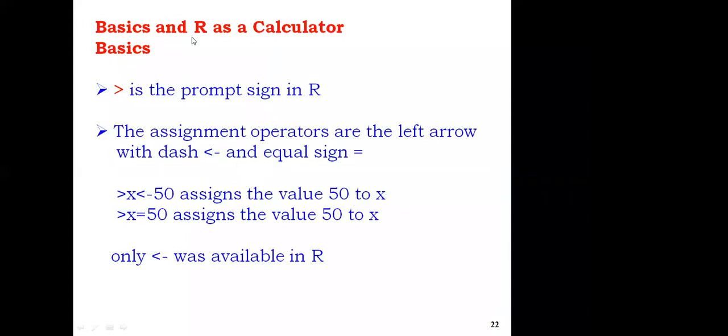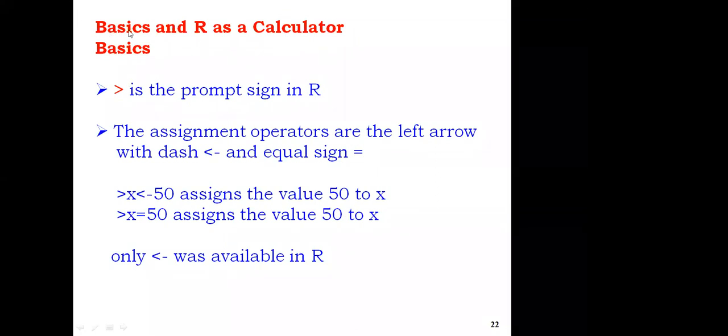Next, basics in R as a calculator. Just see what symbol is here. This is the greater than type symbol. Another one is the left hand side, and this one is the less than type. This one is the greater than type.